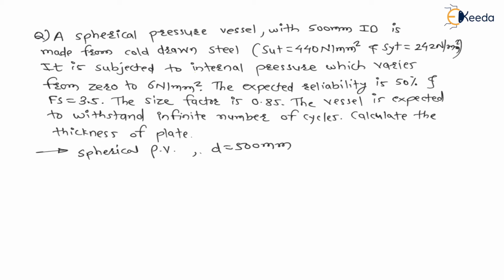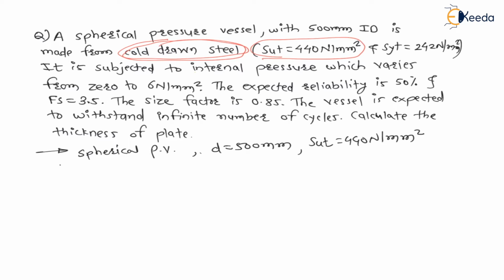The vessel is made from cold drawn steel with SUT of 440 Newton per mm square. For these conditions, that is SUT equal to 440 Newton per mm square and cold drawn steel, the surface finish factor Ka will be 0.82, and they will provide this value directly in the examination. Don't worry about that. Now again, SYT is given as 242 Newton per mm square.